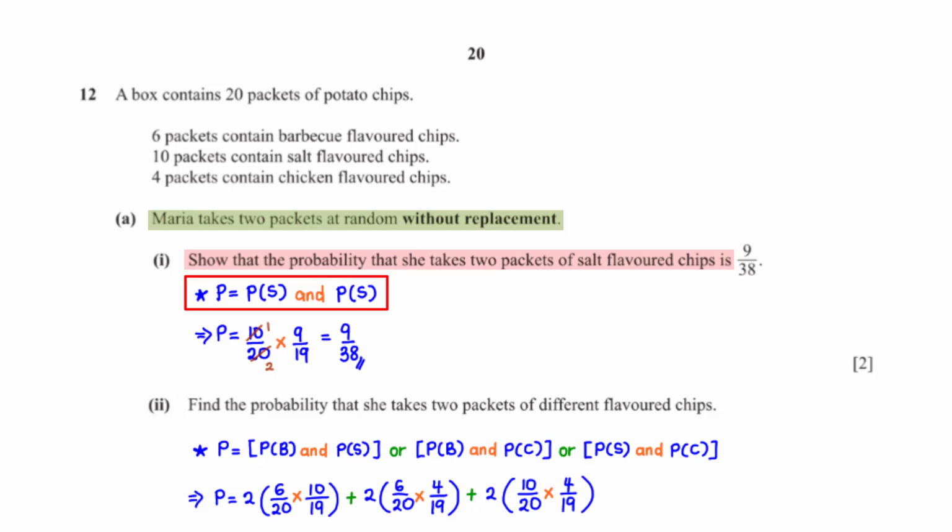In the first pick, the probability that Maria takes a packet of salt-flavored chips is equal to the number of packets of salt-flavored chips, which is 10, divided by the total number of packets, which is 20. Maria takes a first and a second packet, so the 'and' becomes times. After she takes out the first packet without replacement, the number of packets reduced by 1. And so the probability that the second packet she picks is also salt flavored is 9 over 19. When we type this into the calculator, we get 9 over 38.